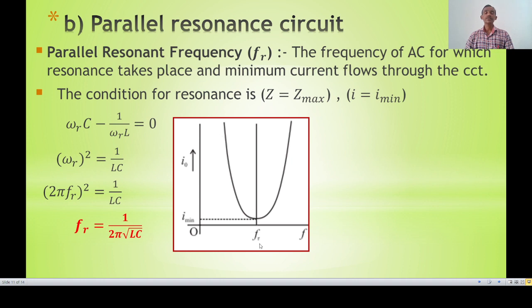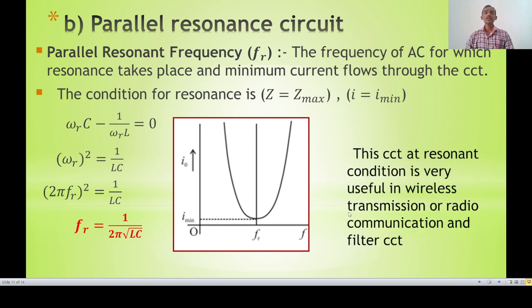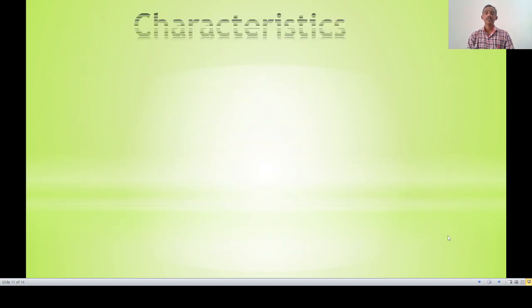That is, at some resonant frequency f_r, the impedance becomes maximum, and the current flowing through the circuit becomes minimum. I minimum is the current at the frequency f_r. Now, this parallel resonance circuit at a resonant condition is very useful in wireless transmission or radio communication and filter circuits.